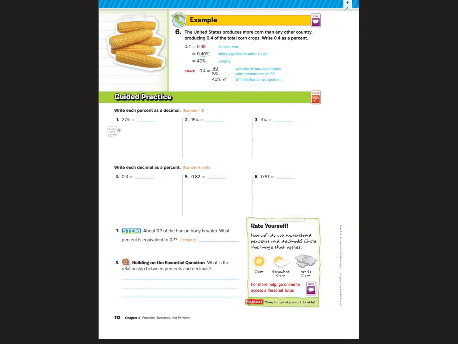I'll do a couple examples here. 4%, so I could do 4 over 100, 4 hundredths. 51 hundredths, I could do 51 over 100 or 51%, right? Or I could move the decimal, 82%.